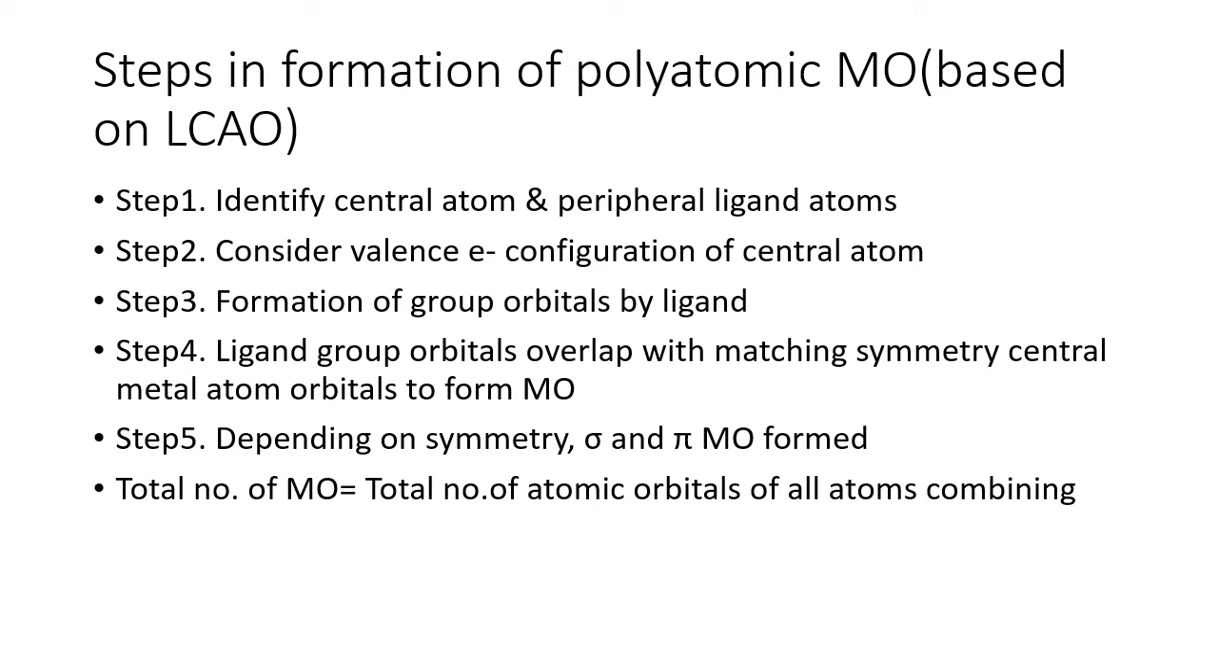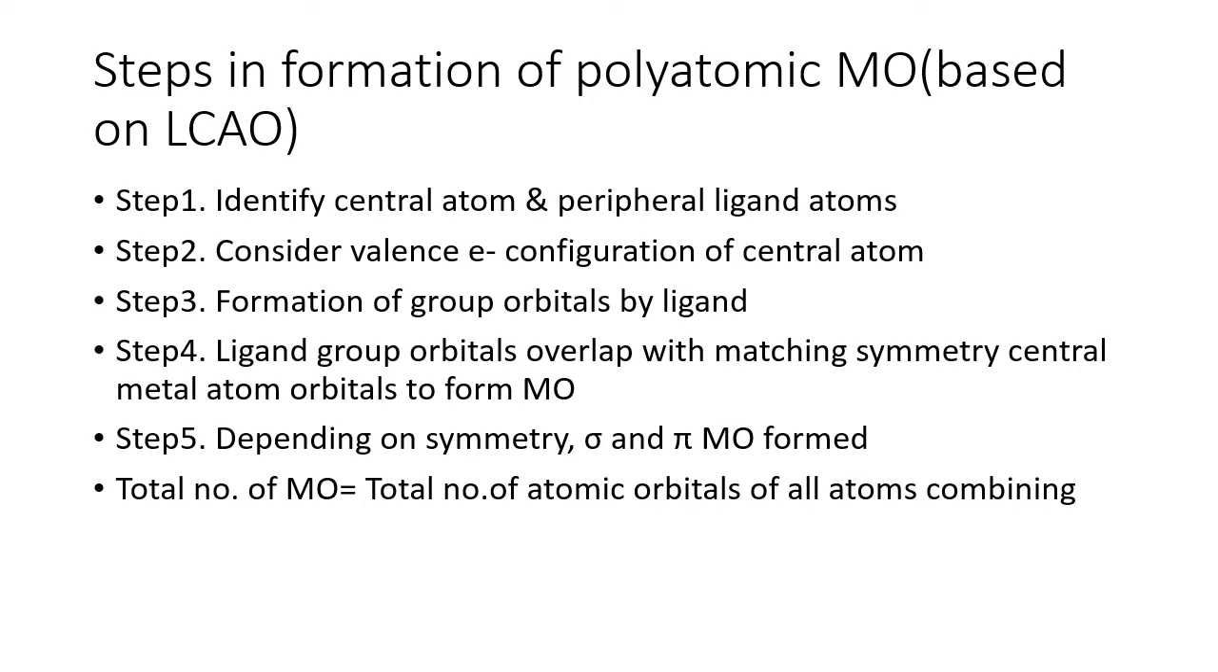Then step 2, consider the valence electron configuration of the central atom, that is, the outer electron configuration of the central atom. Step 3, we have to locate the outer orbitals available from the ligand. They can mix with each other and form group orbitals. So step 3 is the formation of group orbitals by the ligand.